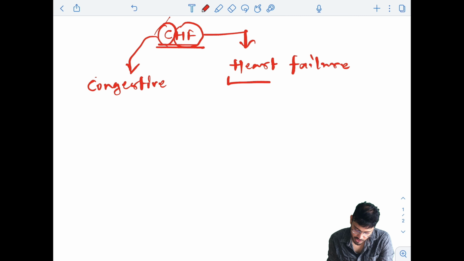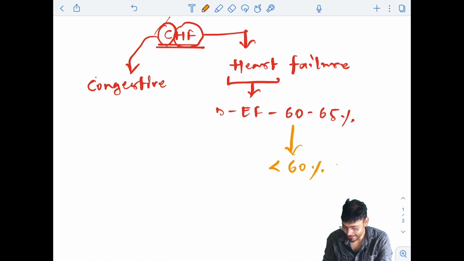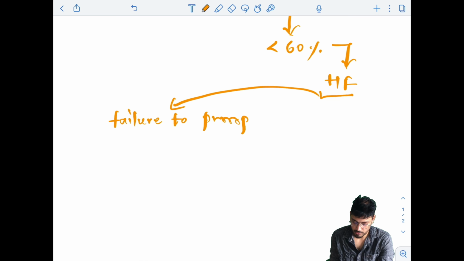What is the normal ejection fraction of the heart? Normal ejection fraction of the heart is 60 to 65%. If because of any factors this has been decreased to less than 60%, then that is termed as heart failure. In simple terms we can tell it as failure to pump out the blood.